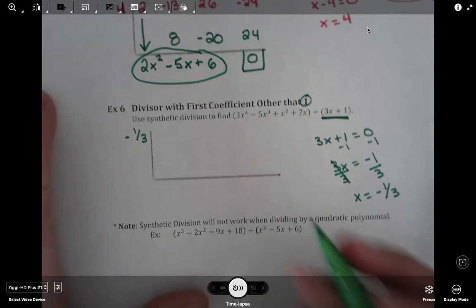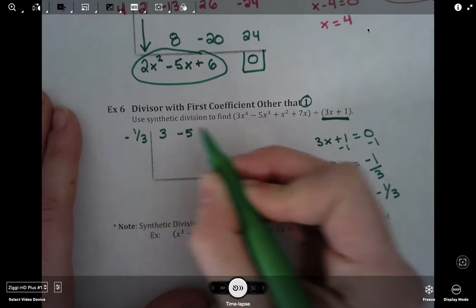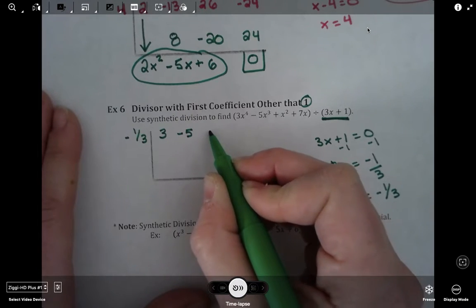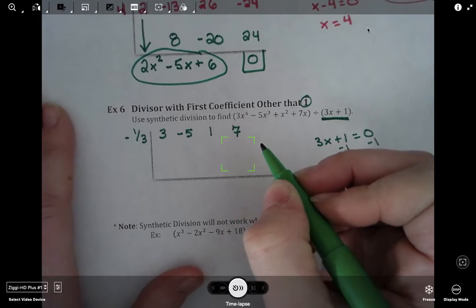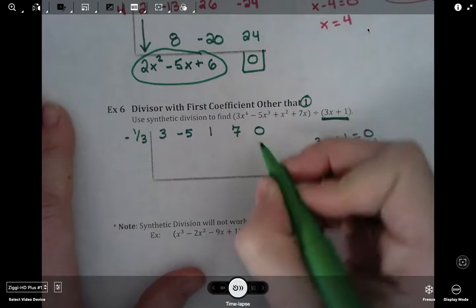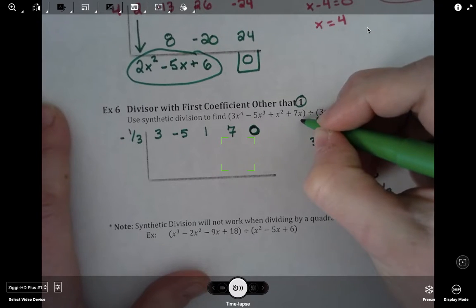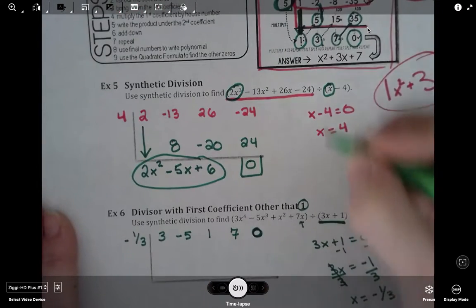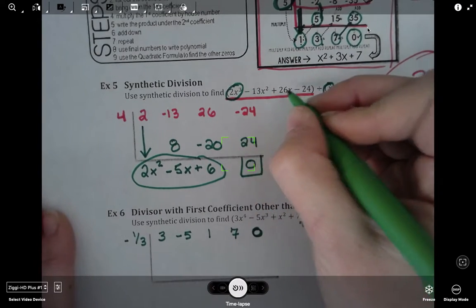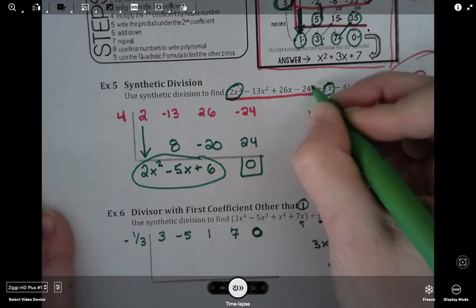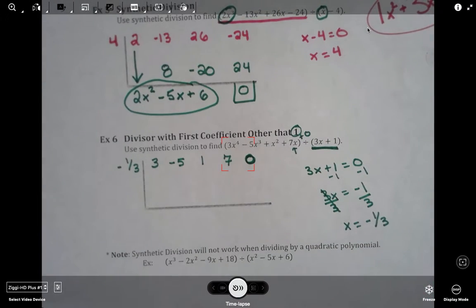All right, and then I do my coefficients. So I have 3 and negative 5, and what's the next number? 1. And the next number? 7. And the next number? 0. I need to have a 0 in this spot. Why? The last one here that I had was an x, and like up here, I need them to go in order, and I need to have each one of the x's represented, right? So if it doesn't have a number on the end here, I'm going to put a 0 in its spot. So this would be like plus 0 on the end there, right?